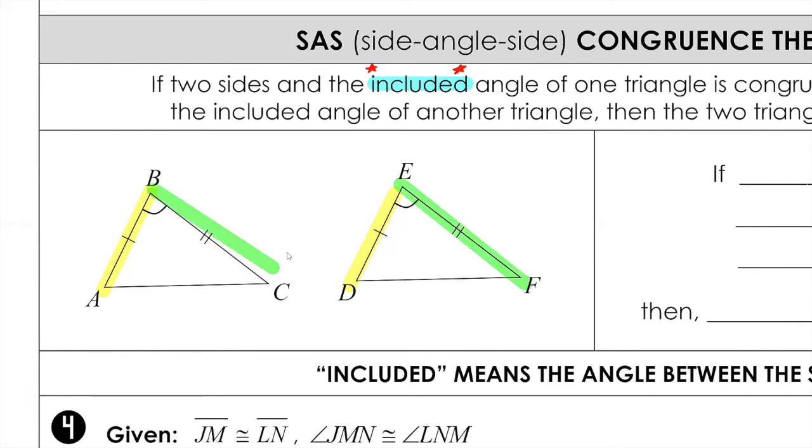And then lastly, angle B is congruent to angle E. How do I know? Okay. What he said. So we've got AB is congruent to DE.